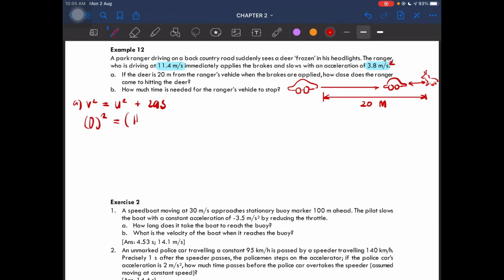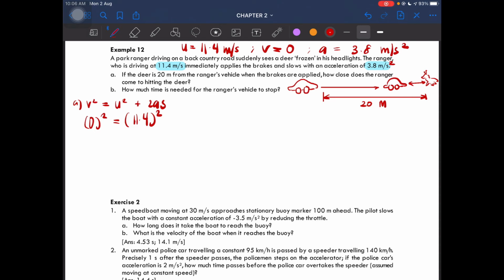Okay, now just substitute. I'm sorry, I forgot to always try to extract the information first. We know that the initial velocity u is 11.4 meters per second, right? But when they apply the brake, the final velocity v would equal 0. Lepas tu ada acceleration been given, which is 3.8 meters per second square.